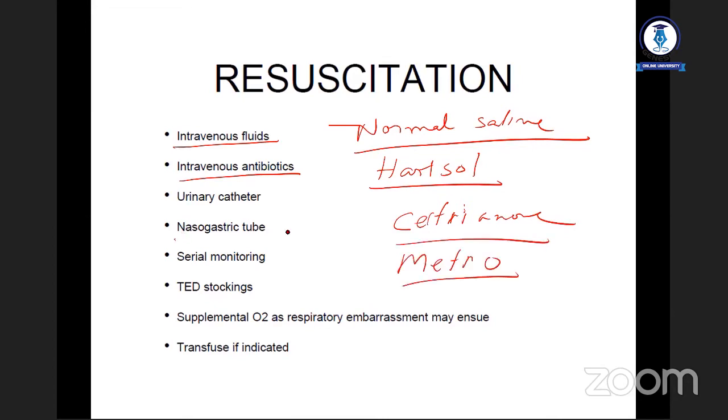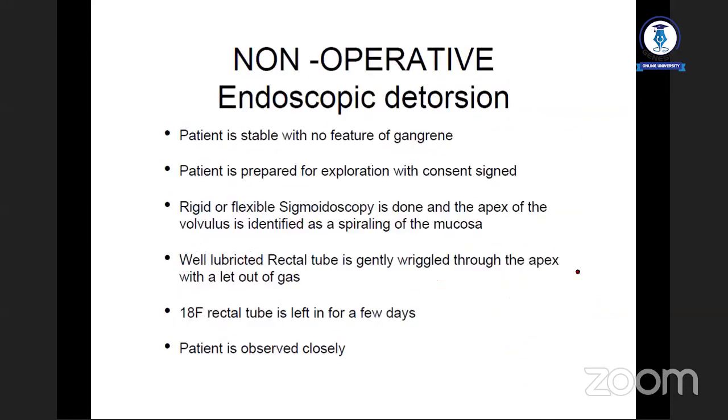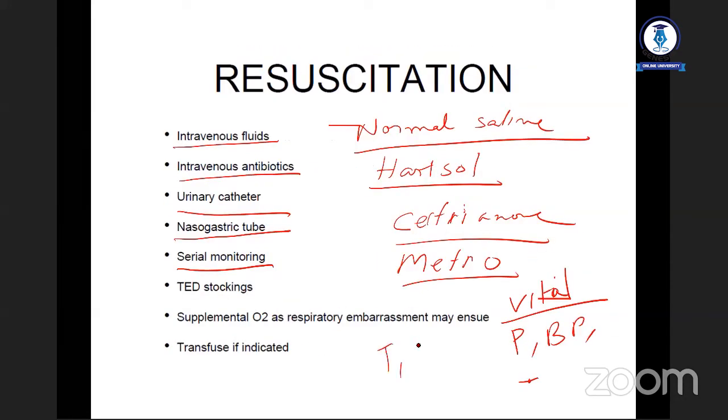Must give a nasogastric tube to decompress the intestine, a urinary catheter to monitor the input-output, to monitor whether we are giving enough fluids or hydration is taken, when we are correcting the hydration status of the patient. Definitely monitoring should be done. What are the things we need to monitor? The vital signs. Pulse, blood pressure, temperature, and then respiratory rate.